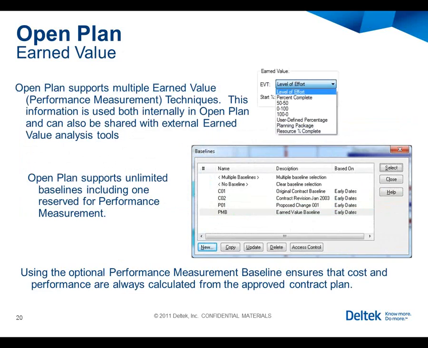When defining or using OpenPlan for earned value purposes, OpenPlan supports multiple earned value techniques that can be assigned to the activity. And then using various tools, the performance can be taken. It also supports, as we said before, multiple baselines. Then we have a special baseline called PMB, which is where all of our earned value calculations would be taken if the PMB exists. If the PMB does not exist, then performance will be taken from the first baseline selected, in the cases of assigning multiple baselines to the project.